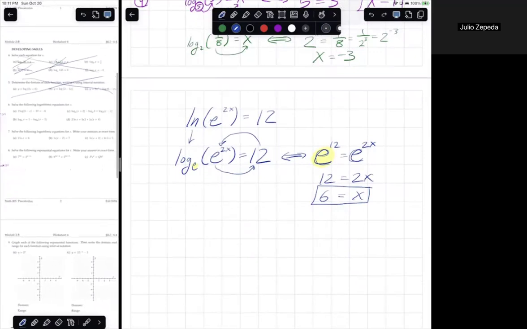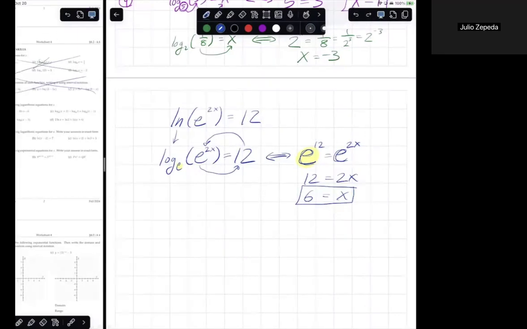Let's jump into problem number 7 for a moment. And let's see, did I leave? Oh, no, I didn't. One second here while I open up my problems from the textbook.